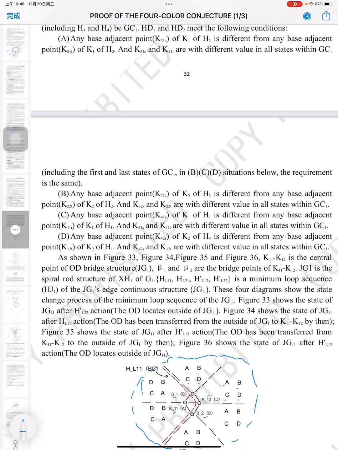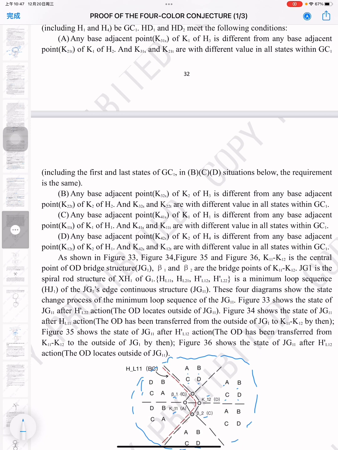In BCD situations below, the requirement is the same. B. Any base adjacent point K32S of K2 of H3 is different from any base adjacent point K22T of K2 of H2, and K32S and K22T have different values in all states within GC1.